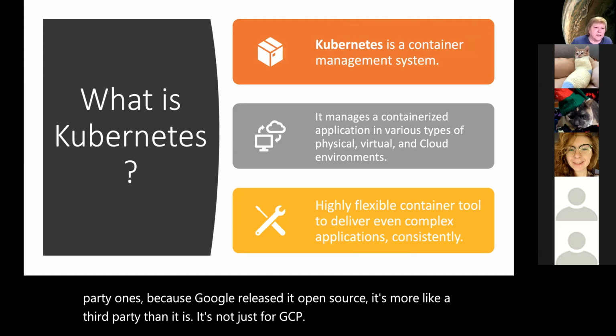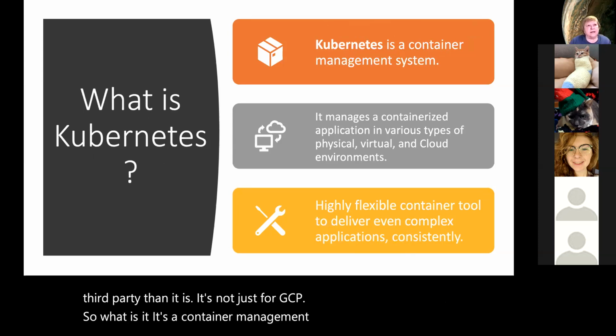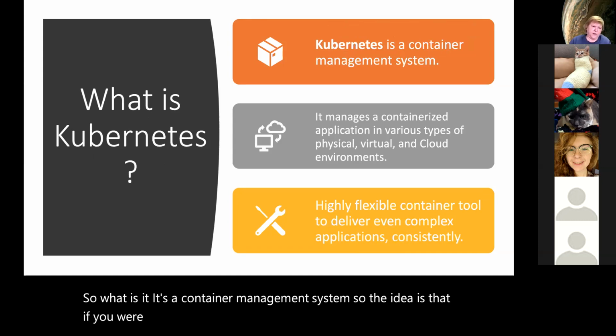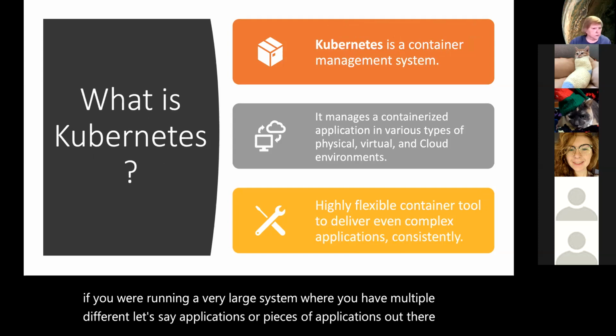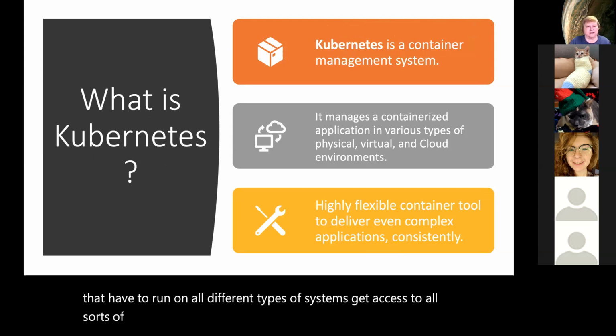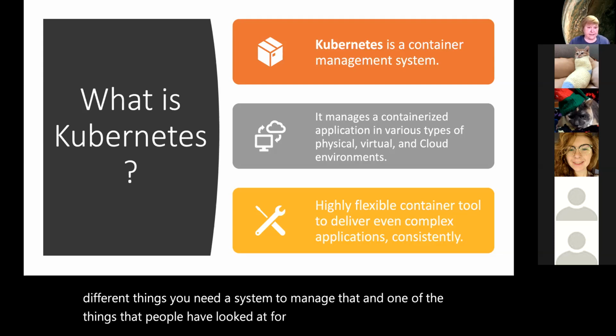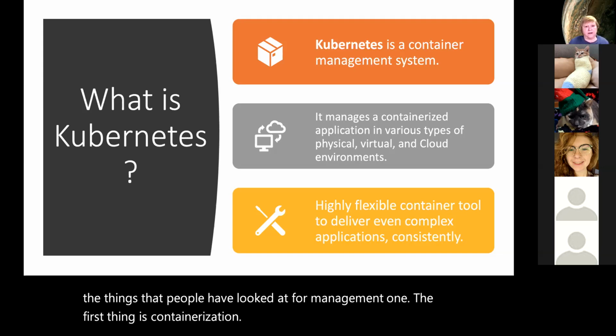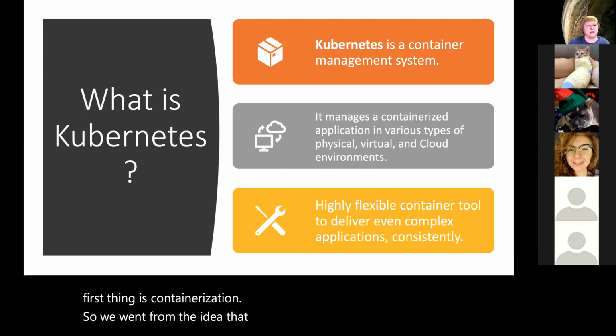So what is it? It's a container management system. The idea is that if you are running a very large system with multiple different applications or pieces of applications that have to run on all different types of systems, get access to all sorts of different resources, scale up, scale down, and do all sorts of different things, you need a system to manage that. One of the things people have looked at for management, the first thing, is containerization. We went from the idea that cloud was born out of virtualization. You couldn't really have cloud without virtualization.